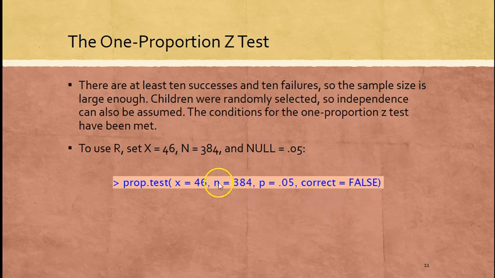Now to use R, we'll set x equal to the number of abnormalities, 46, n equal to the sample size, 384, and since we're testing 5%, I'll set the null value to 0.05. So the specific command would be prop.test, x equals 46, n equals 384, p equals 0.05. And then, again, this last part is optional. I like to include it just so it gets closer to our actual calculator answers. correct equals FALSE.